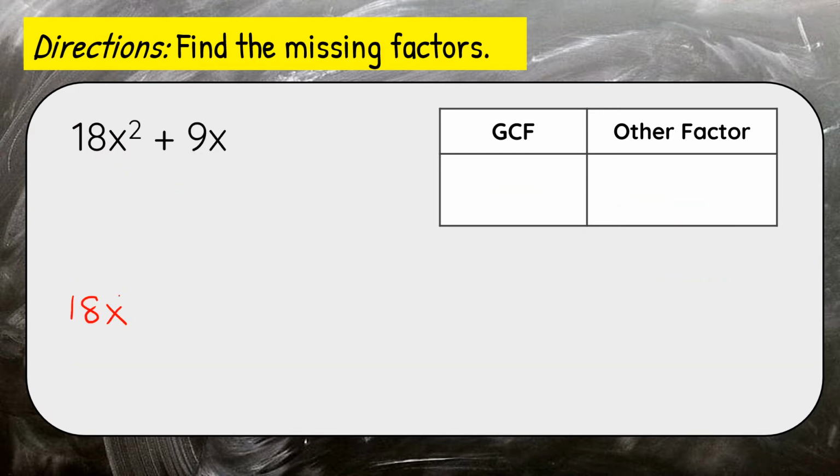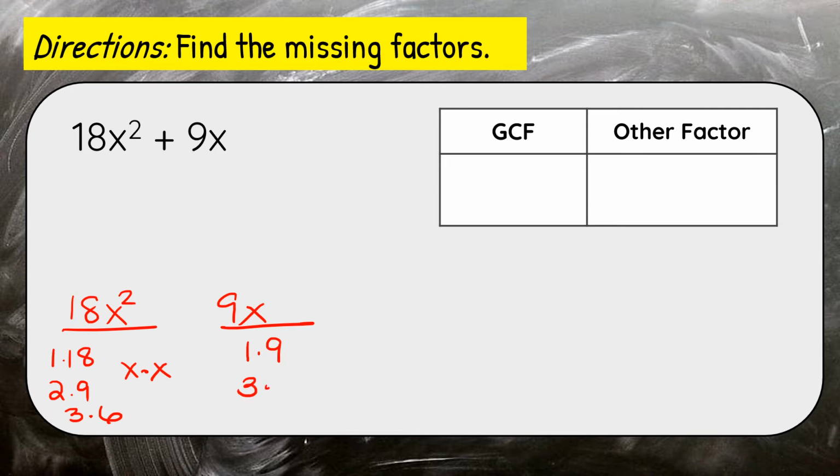Next we have 18x squared and 9x. 18 is 1 times 18, 2 times 9, 3 times 6. x squared is x times x. To make 9, we've already talked about, is 1 times 9 and 3 times 3, and then there's an x. The biggest number they have in common is 9, and they also have an x in common. So the GCF here is 9x.